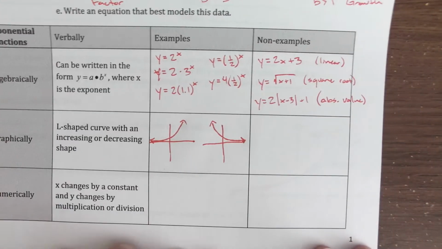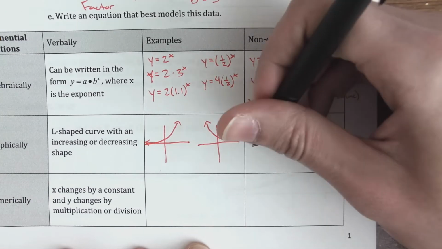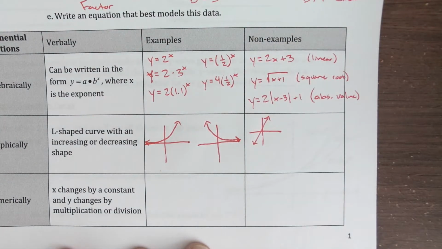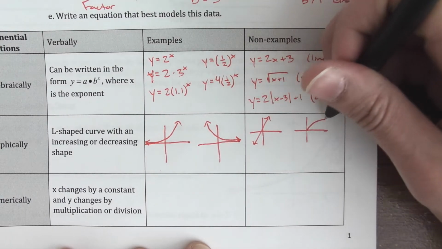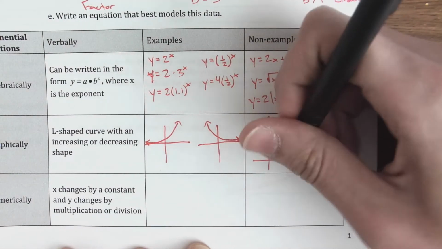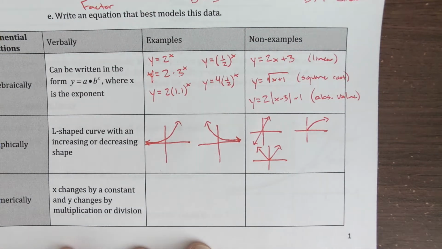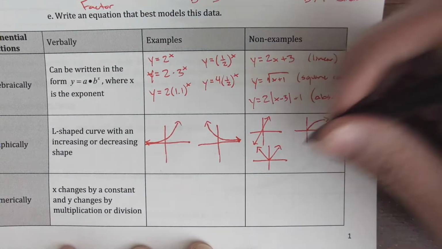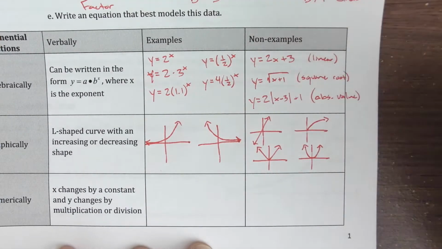Some non-examples of what an exponential function looks like graphically. Again, a linear function, a straight line is not an exponential function. The square root function, so something like this, is not an exponential function. While it does have that curve shape, this is the square root function. The absolute value function, the v shape, is not an exponential function. And last but not least, a parabola. So that u shape is not an exponential function.